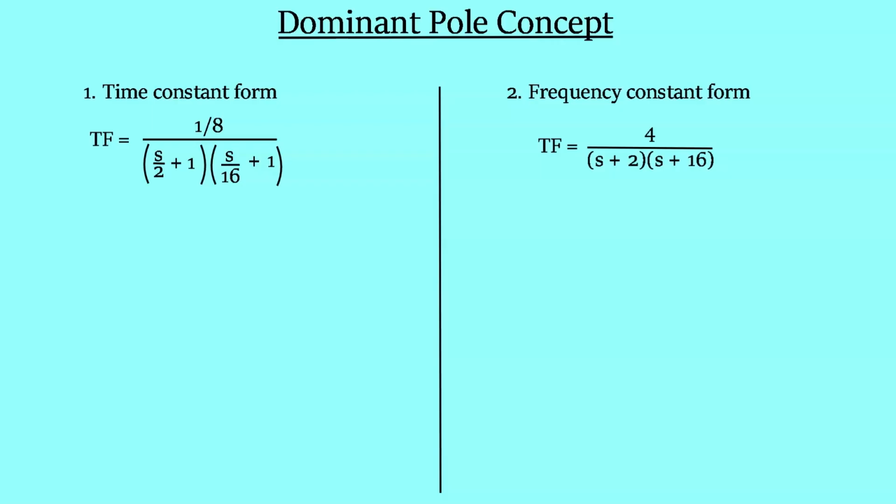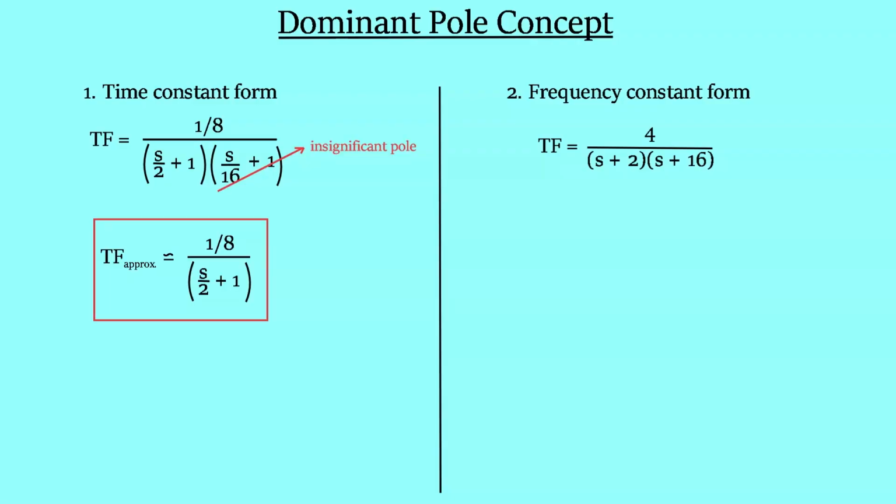We know that we are having two ways of representing the transfer function. One is time constant form and the other is frequency constant form. I have taken an example. If you observe carefully, then you will realize that the transfer function in both the cases is actually representing the same system. First, let us consider how we are supposed to remove an insignificant pole from the time constant form. This is actually quite simple. You can simply remove the insignificant pole and write the remaining terms as the approximated transfer function.